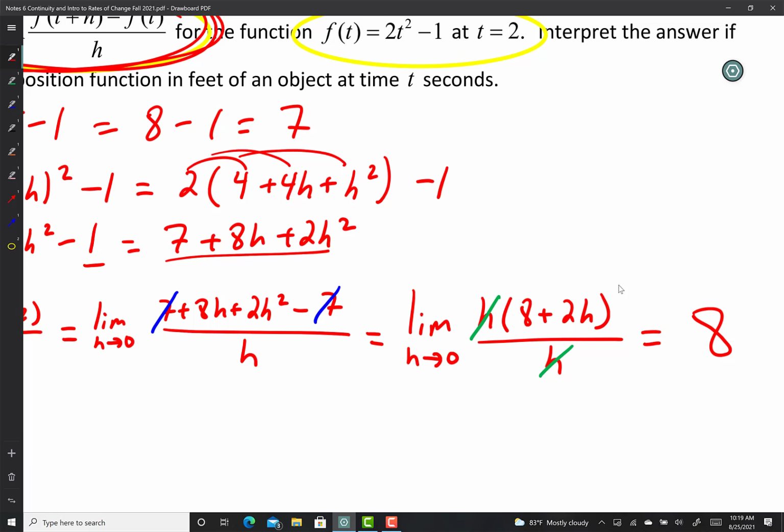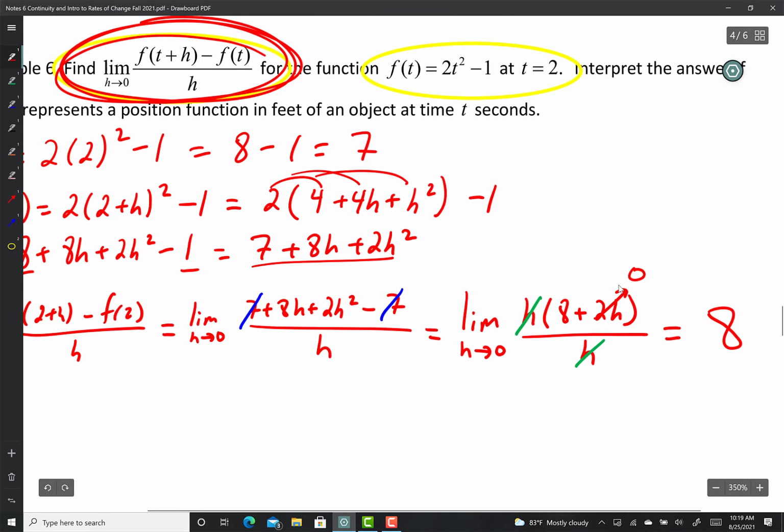Are we okay? Why just 8? Oh, because h is approaching 0, so the 2h is just approaching 0. All right, so now they want us to interpret our answer.